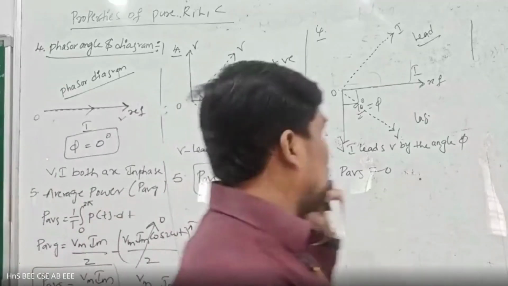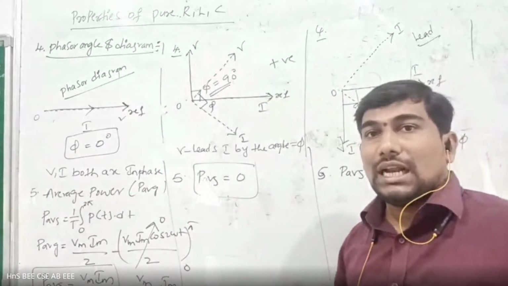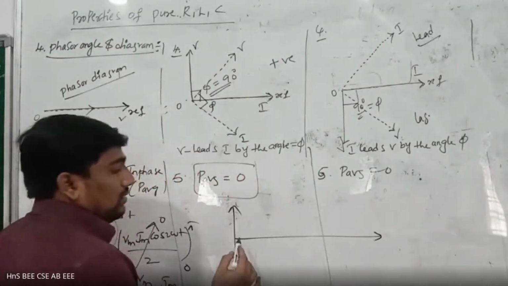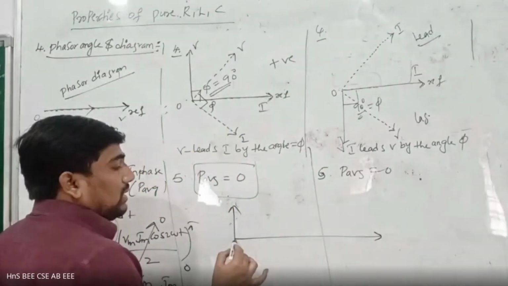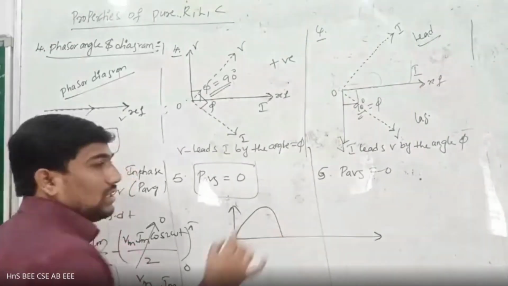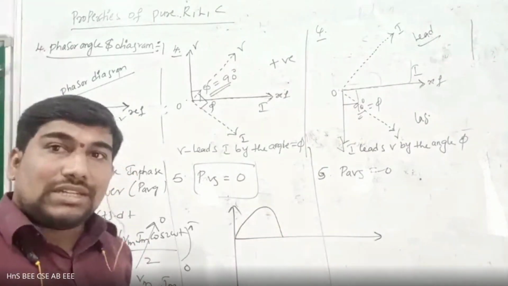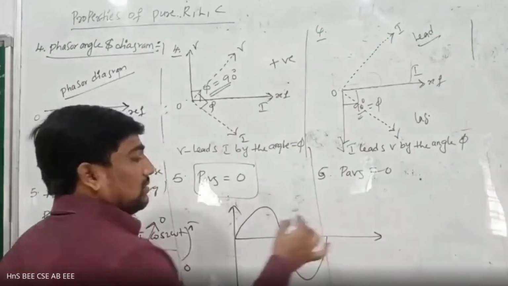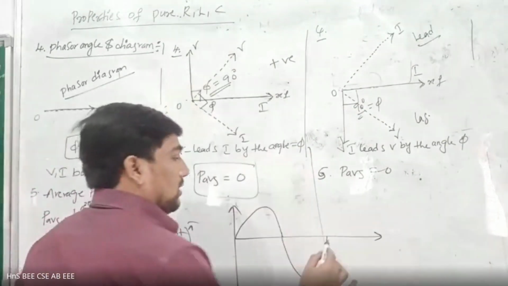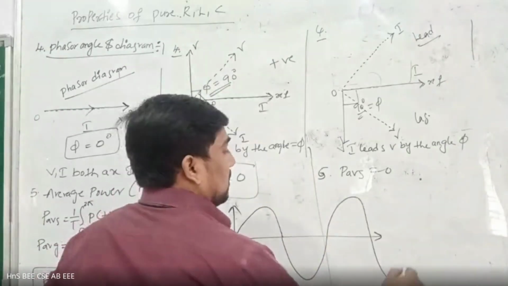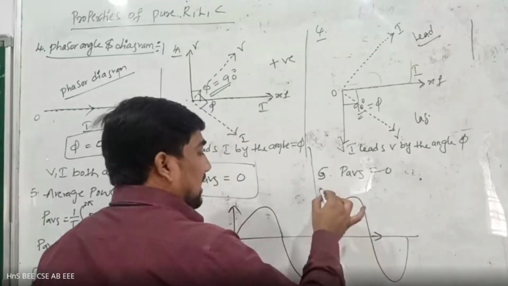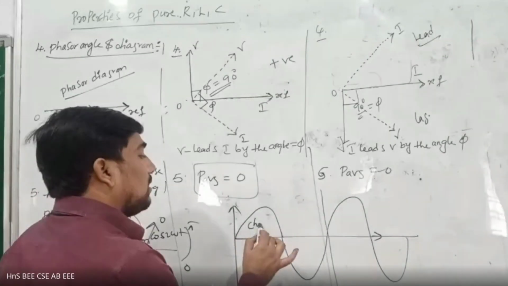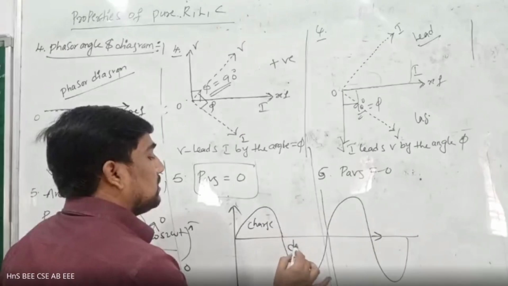Sir, why are both average powers 0 in our pure inductor and pure capacitor? I am writing like this. A storing element is nothing but charge: first we charge, next we discharge, then again charge, again discharge. Now we take any one cycle: this is called charge, this is called discharge.